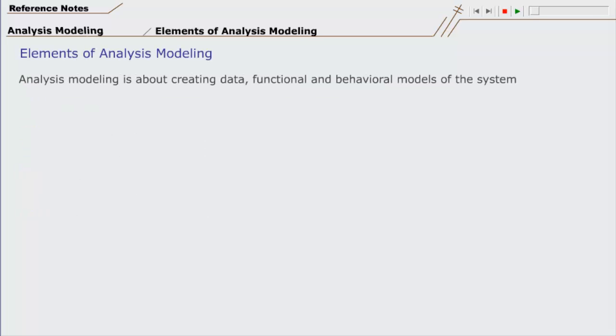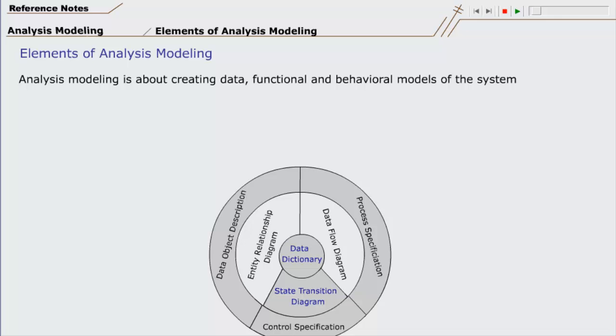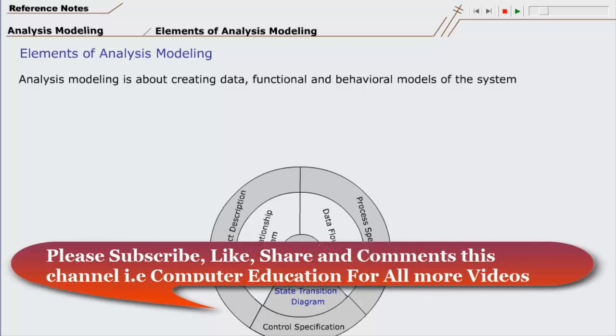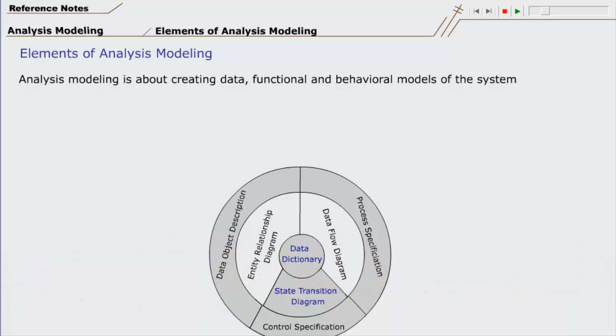Analysis modeling is about creating data, functional and behavioral models of the system. The respective graphic tools we use for analysis modeling purposes are the entity relationship diagram, data flow diagram, and state transition diagram. The entity relationship diagrams emphasize the data objects and their relationships. The data flow diagram illustrates the functions that the system must perform, and the state transition diagram focuses on the time-dependent behavior of the system.